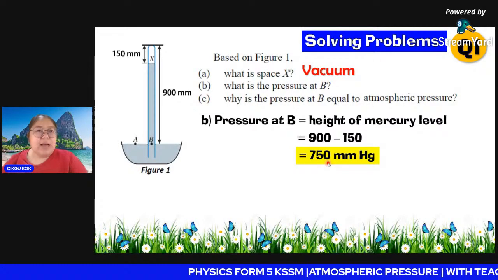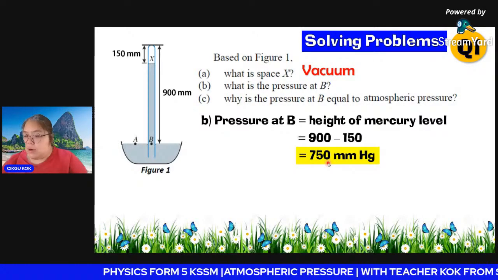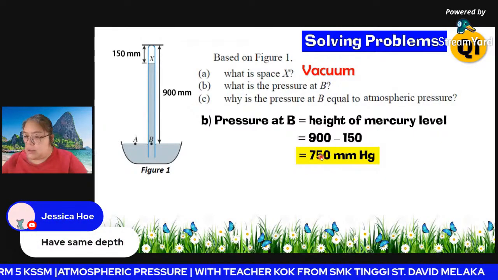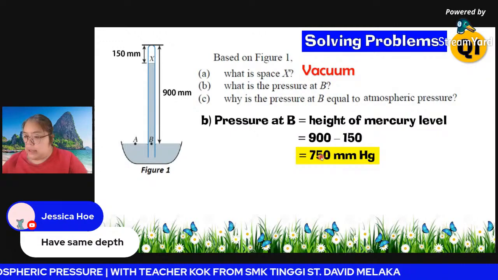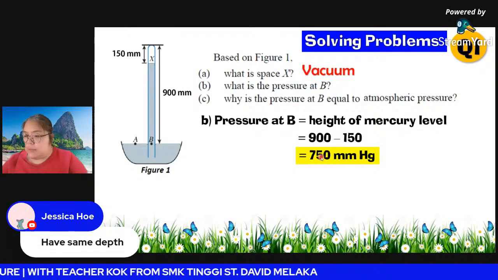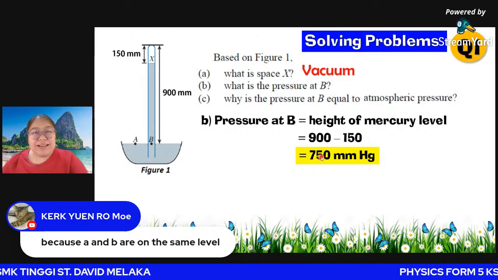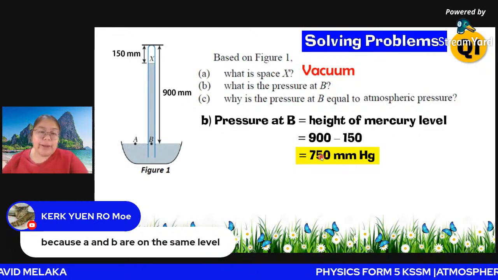Almost like this. Have the same depth. Okay, because same depth. Jessica says same depth. Okay, Yenru, they say because A and B are on the same level. This one is more suitable. Okay, we're talking about level. We're never talking about the height.